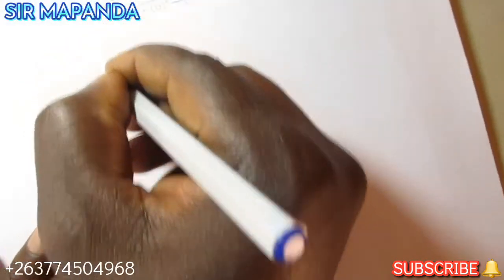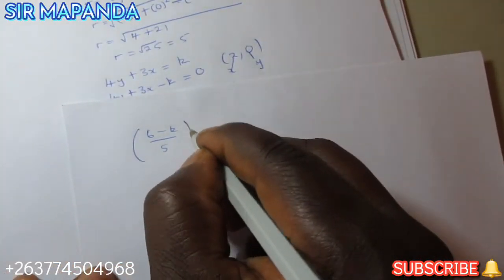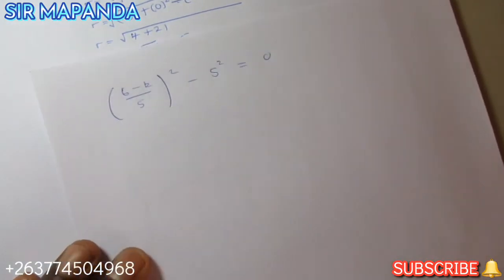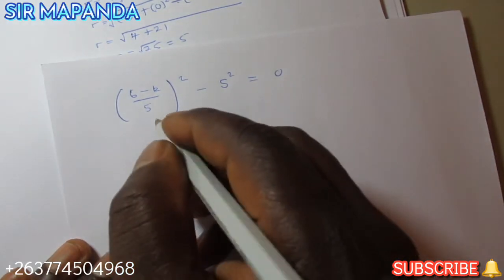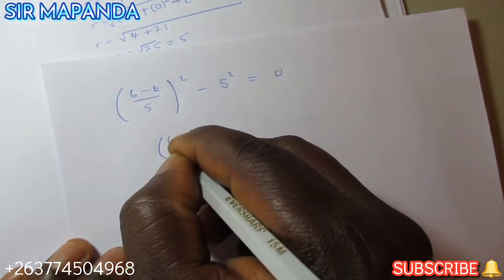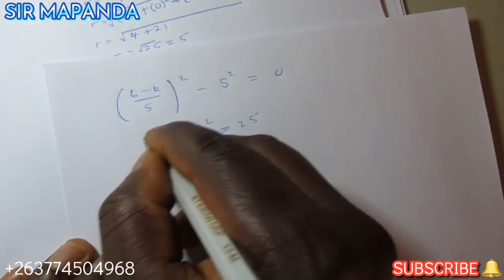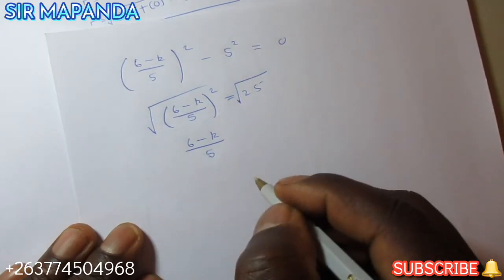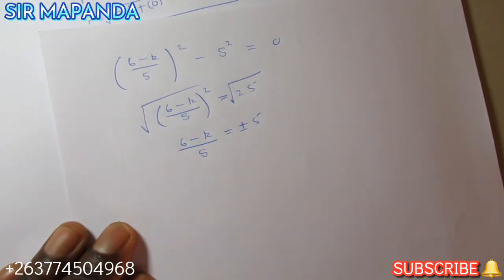So you now have 6 minus k over 5, right? Squared minus 5 squared, then it goes to 0. Make use of extraction of roots, right? You get 6 minus k over 5 squared is equals to 25. Put square root both sides. 6 minus k over 5, right, is equals to plus or minus 5. I hope you are following.